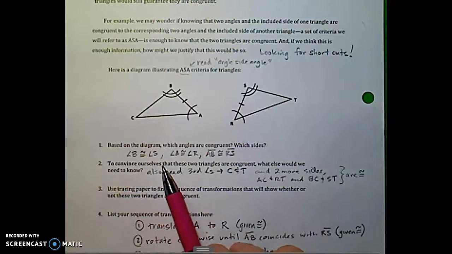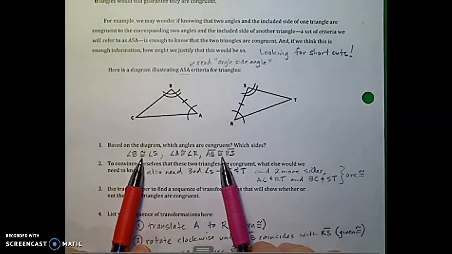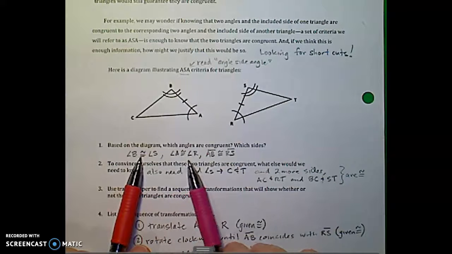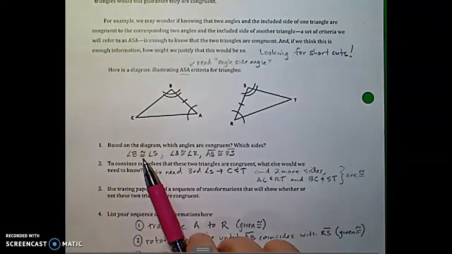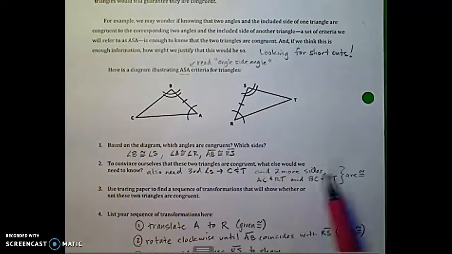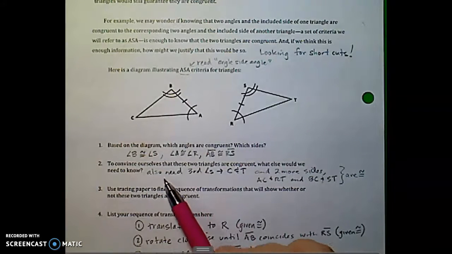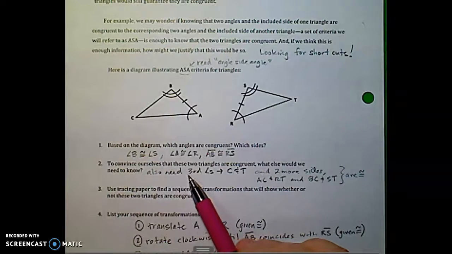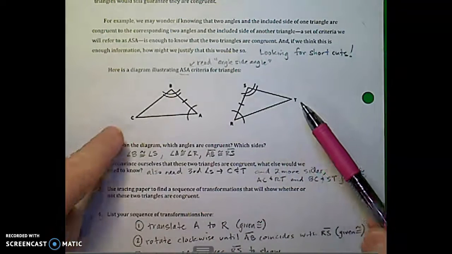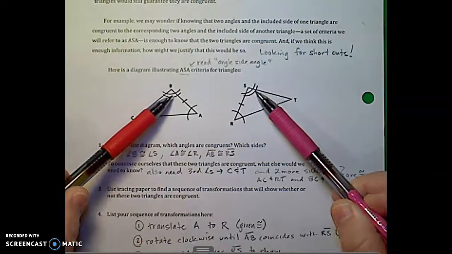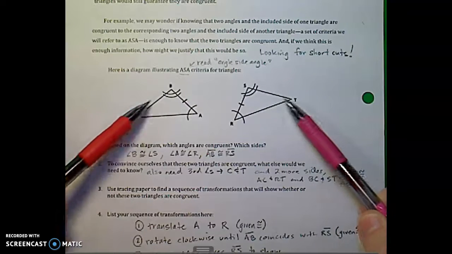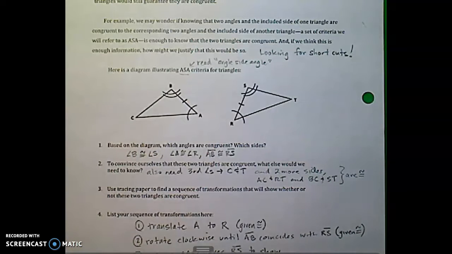Okay, based on the diagram, what angles are congruent and what sides are congruent? So I've written down here the congruent angle parts that we discussed earlier. We want to use symbols for angles and segments, and this symbol means congruent. Basically, shapes that are equal are congruent. What else would we need to know to know that these are congruent? Well, we also need this third pair of angles, C and T, and we also need the second and third set of sides to show that those are congruent, if we were going to do all 6 parts. Well, we're not really going to do all 6 parts.